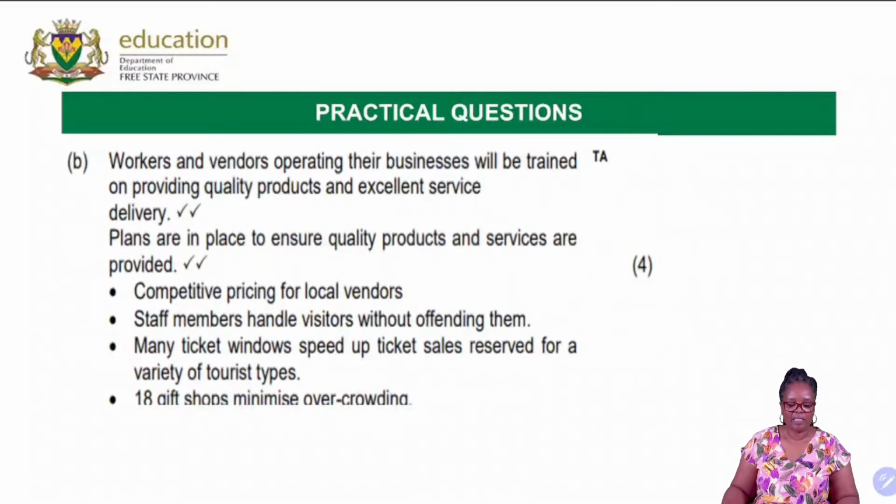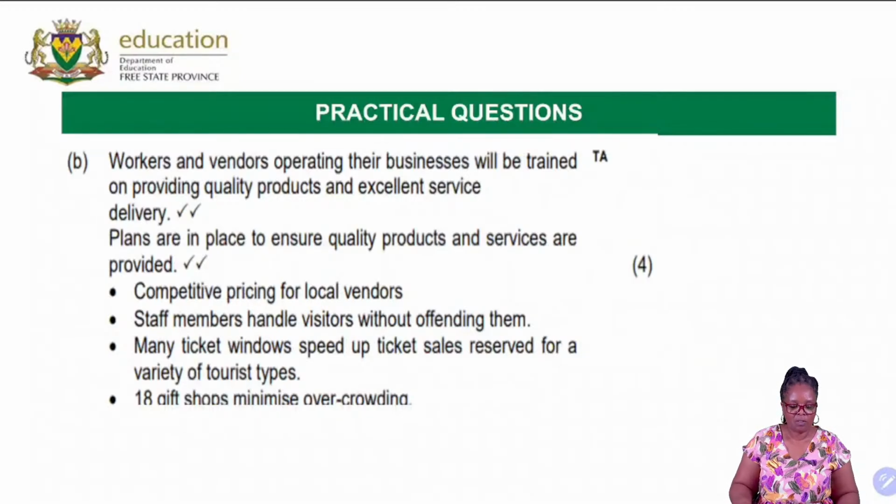And you know that there will be many ticket windows, whereby it will speed up ticket sales. When people come to buy tickets, it will be easier for them to buy and go. And there are so many shops. Remember, we said there will be 18 gift shops. If there are 18, it means they will minimize what? Overcrowding. People won't go to one shop, but there will be 18 of them. So that's what we talked about.